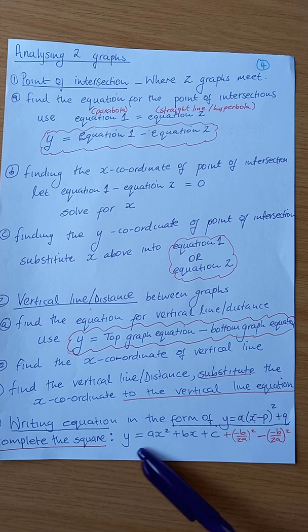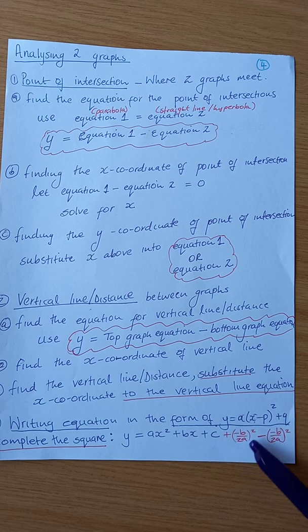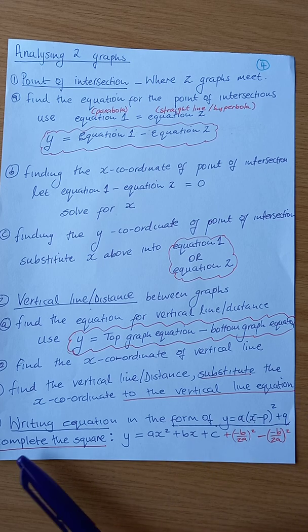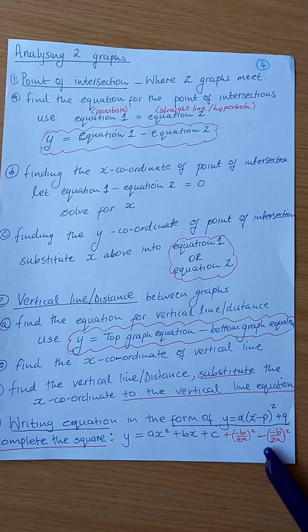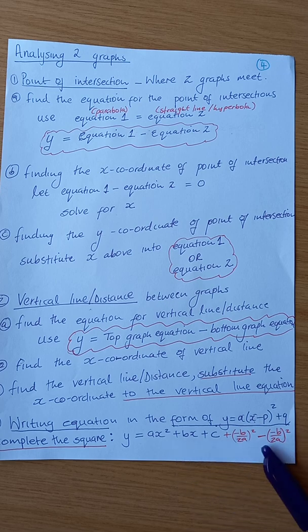You take the equation as it is, you add the x coordinate of the turning point squared, you subtract it at the same time, and you make your equation in this form. You know it. This is just a summary. If you don't know how to complete the square, go back to your notes or your textbook, look, and you will understand what I mean by this.